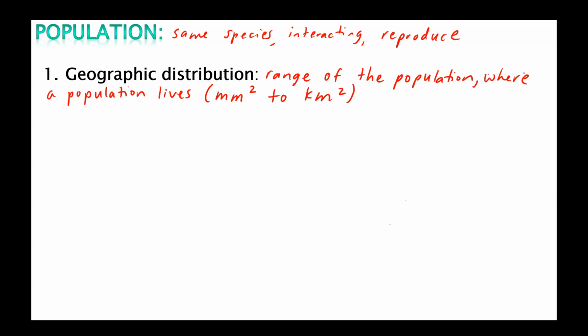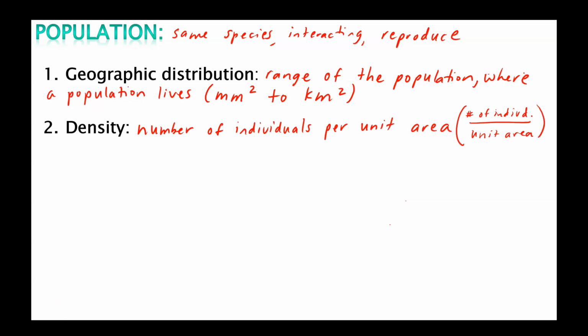The next factor that a population biologist is going to study is going to be the density of the population. All right, so again, this is the number of individuals per unit area. We've gone ahead and identified what our unit area usually is going to be up here. The formula for this is simply the number of individuals per unit area.